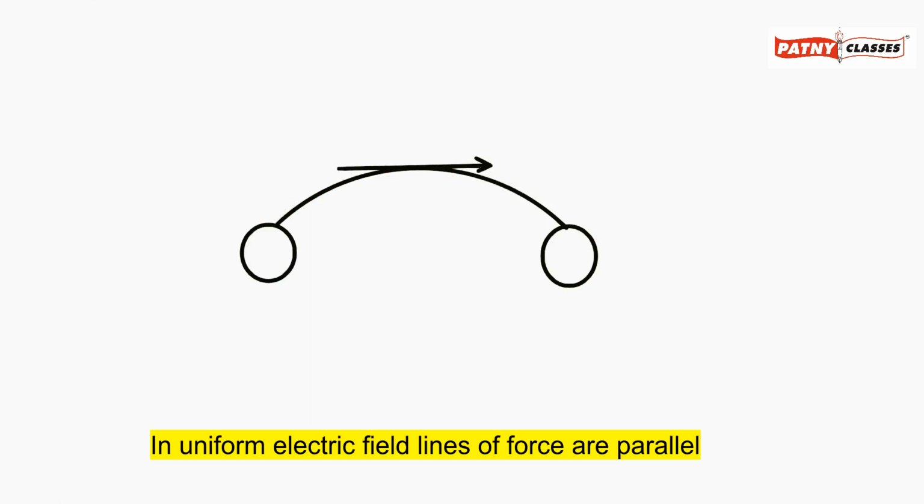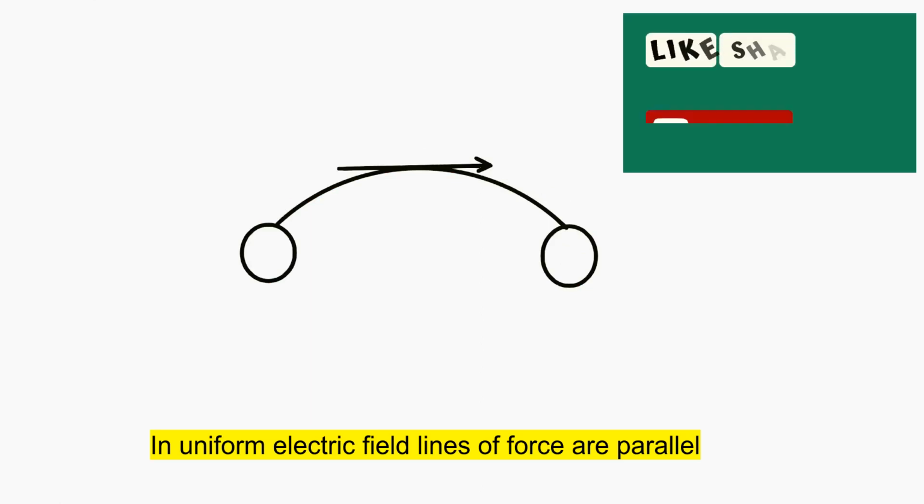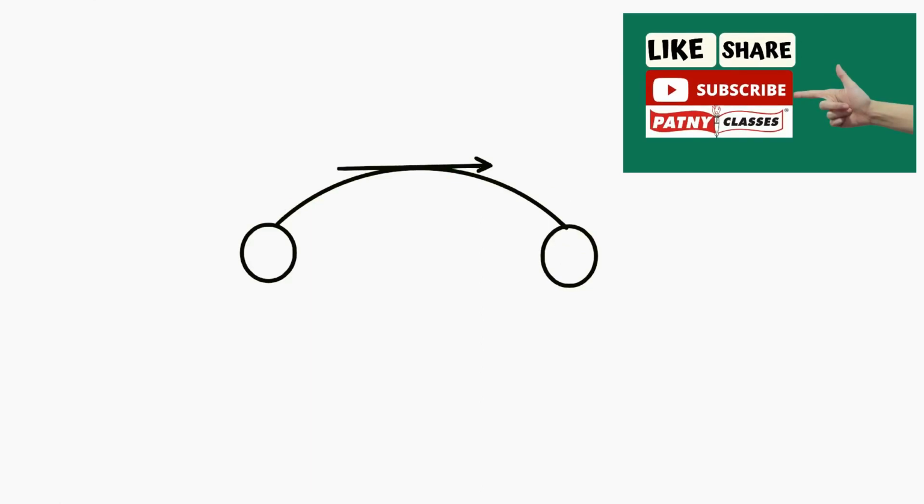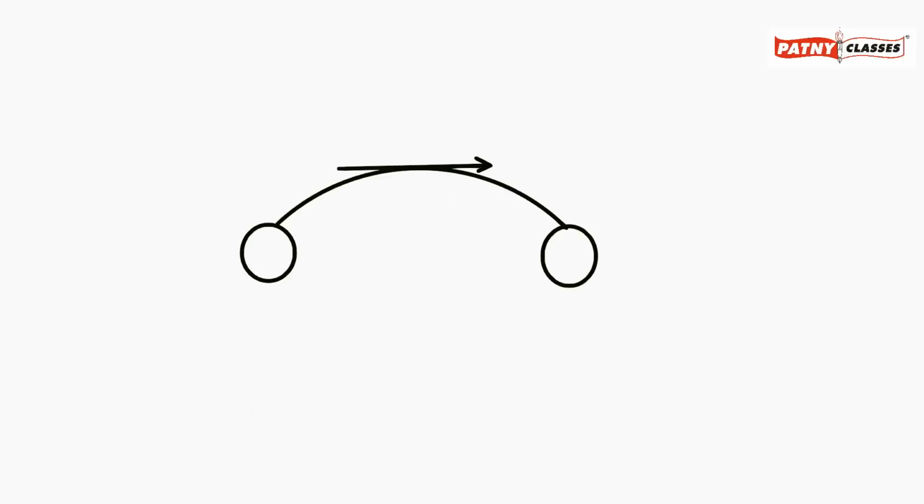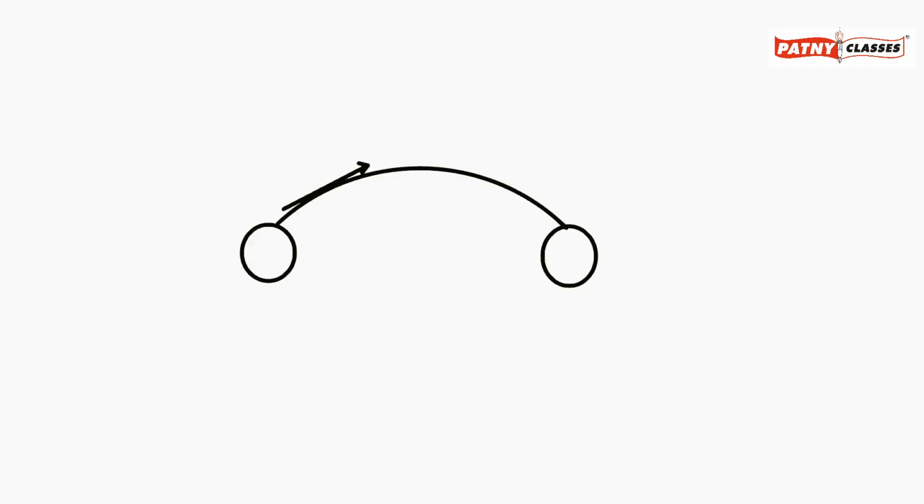You can get the direction of the electric field by drawing a tangent at a given point. There are so many points. So, if you draw the tangent at different points, you will get the direction of the electric field at a given point. As the point changes, the direction of the electric field also changes.